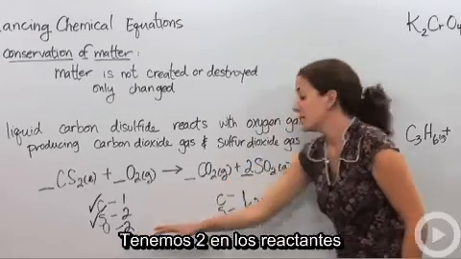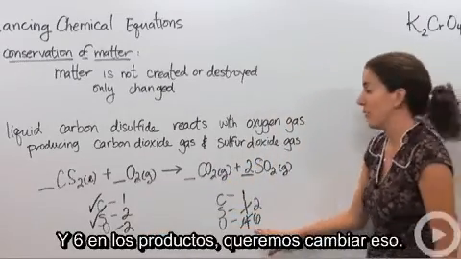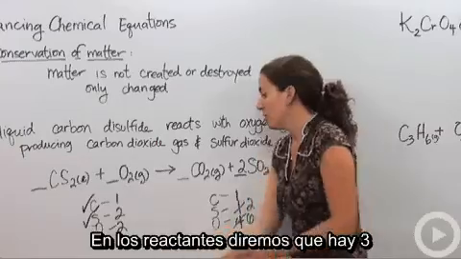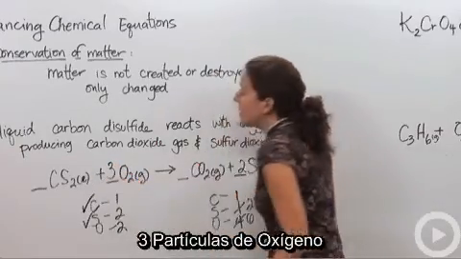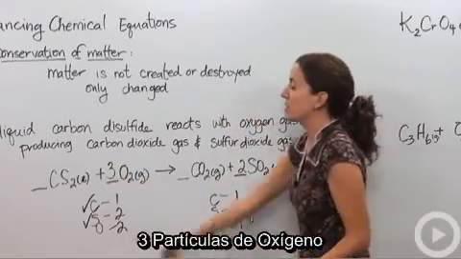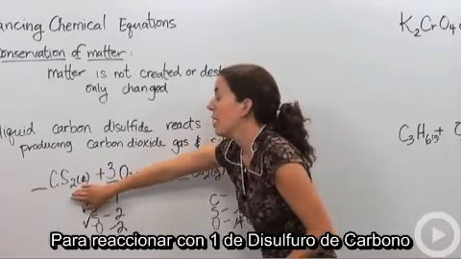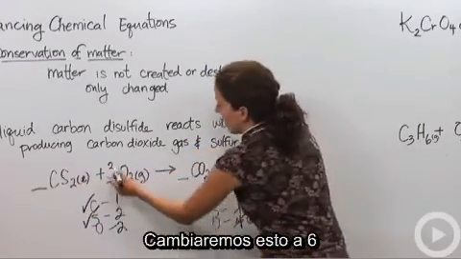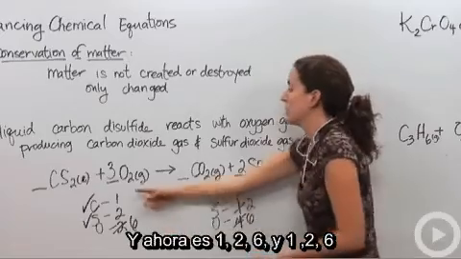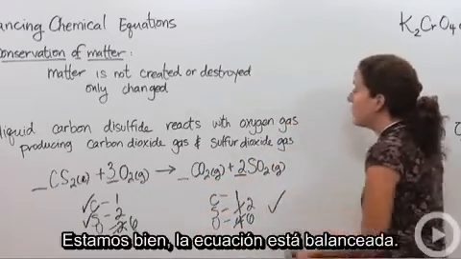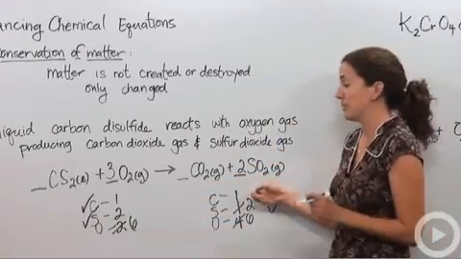We want to make sure our oxygens are balanced. We have 2 on the reactant side and 6 on the product side. I'm going to change that. Over here, we need 3 oxygen gas particles to react with 1 carbon disulfide particle. So we're going to change that to 6, and now it's 1, 2, 6, 1, 2, 6. We are good to go. This is completely balanced. Great reaction.